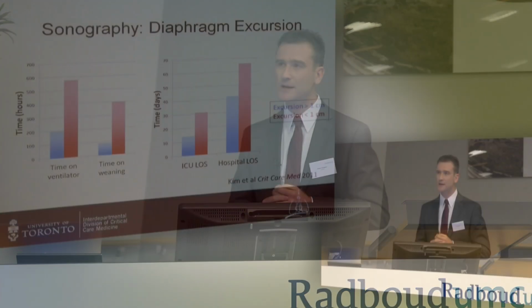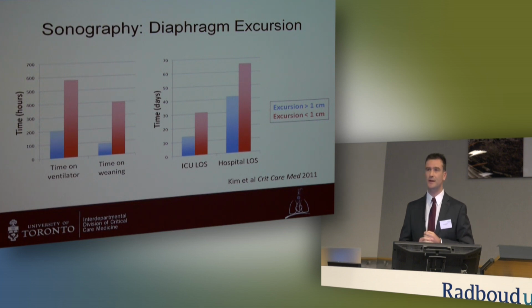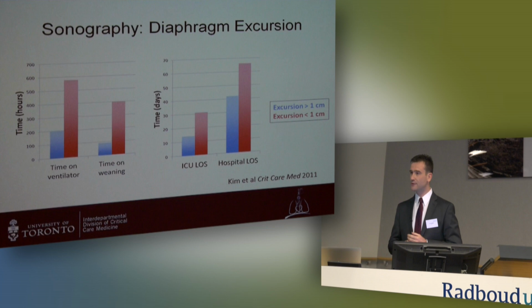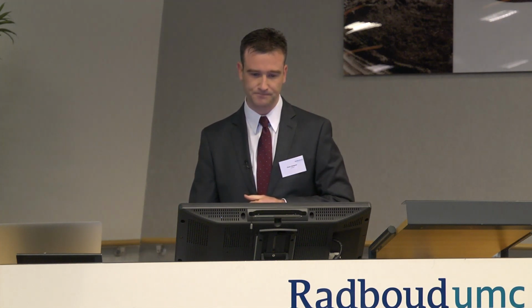Interestingly, Kim and colleagues measured diaphragm excursion during unsupported quiet breathing at day 3 to 4 of mechanical ventilation, and showed that patients who had an excursion greater than 1 centimeter had much shorter subsequent time on the ventilator, shorter duration of weaning, shorter ICU and hospital lengths of stay, compared to patients who had diaphragm excursion less than 1 centimeter, measured at that quite early time point. So again, these data suggest A, that this is probably a valid way of assessing diaphragm function, and B, that diaphragm function is potentially an important determinant of clinical outcome.